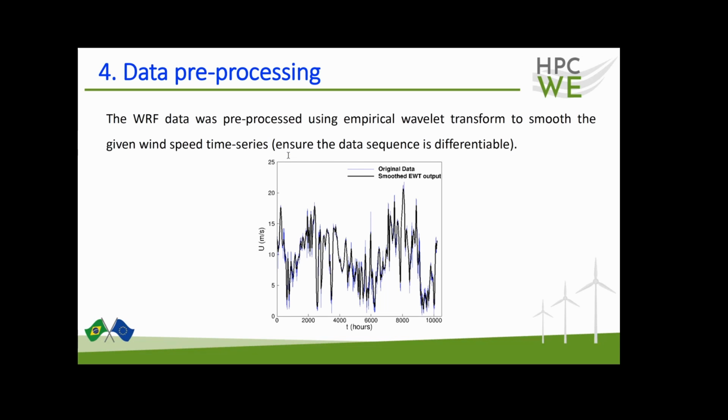For data processing, we used EWT, or the empirical wavelet transform, to smooth the data and reduce the fluctuations in the time series. This helps make it more suitable for Gaussian process. In the figure, we see the original data in blue with very spontaneous and sharp fluctuations, and the processed time series, our output, using empirical wavelet transform in black, which is now ready for Gaussian process.